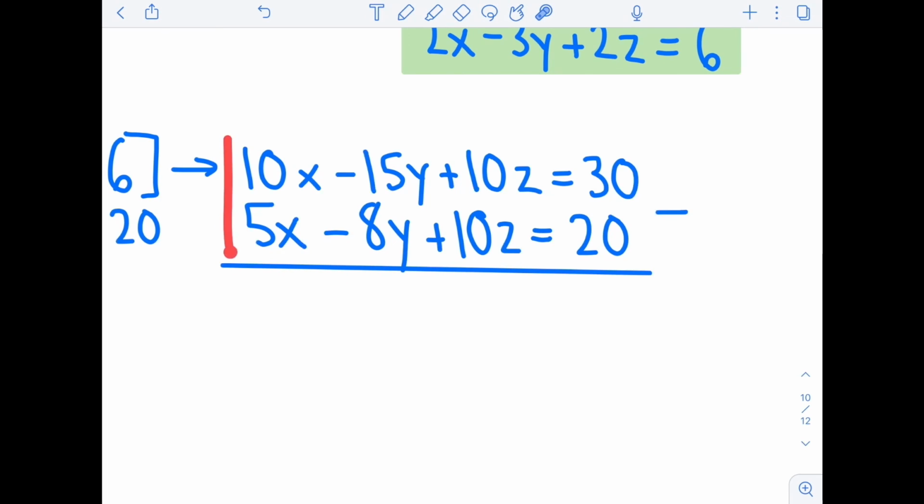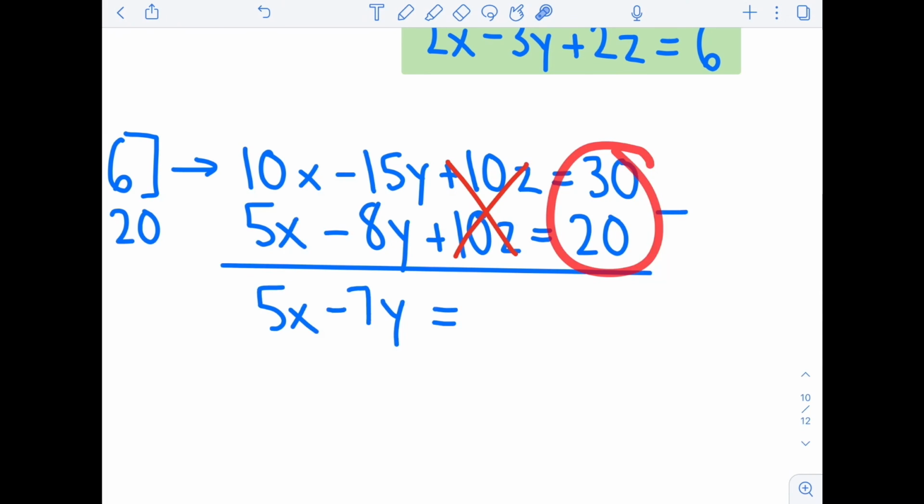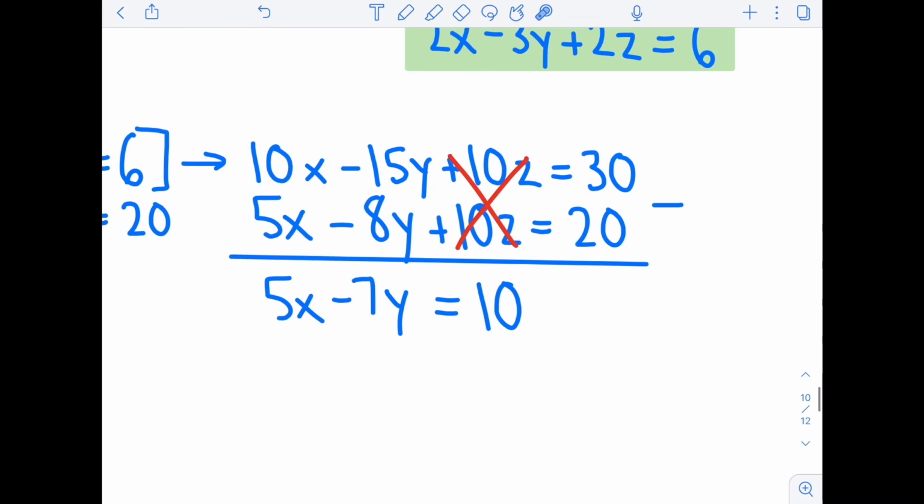So 10x minus 5x, that is 5x. Negative 15y minus negative 8y, that's negative 15y plus 8y, which is negative 7y. And just like I wanted, 10z minus 10z is 0, and 30 minus 20 is 10. So I'm left with 5x minus 7y equals 10.